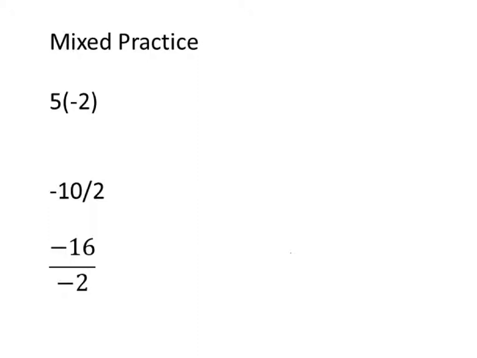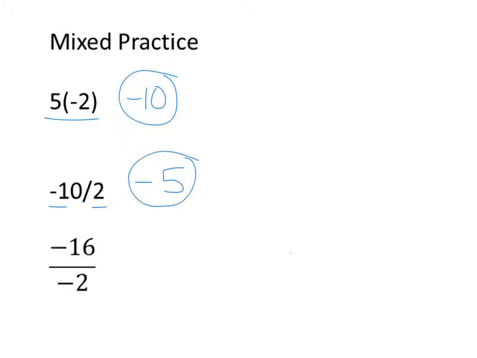Okay, practice these. The first one is multiply because there's no space with the parentheses. So 5 times -2 is -10. These two have different signs. -10 divided by 2 is -5. These two have the same sign, so it's going to be a positive. 16 divided by 2 is 8.